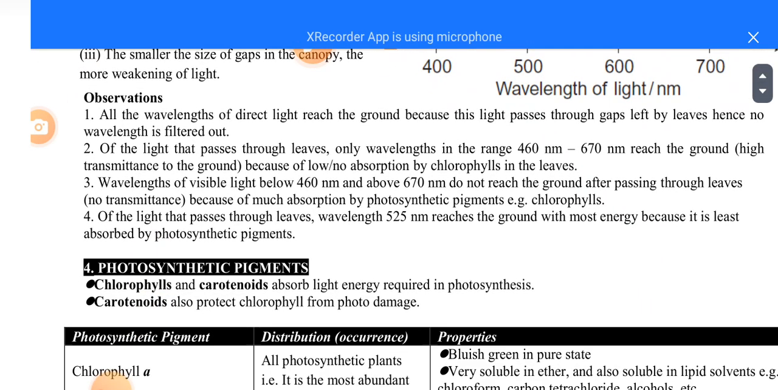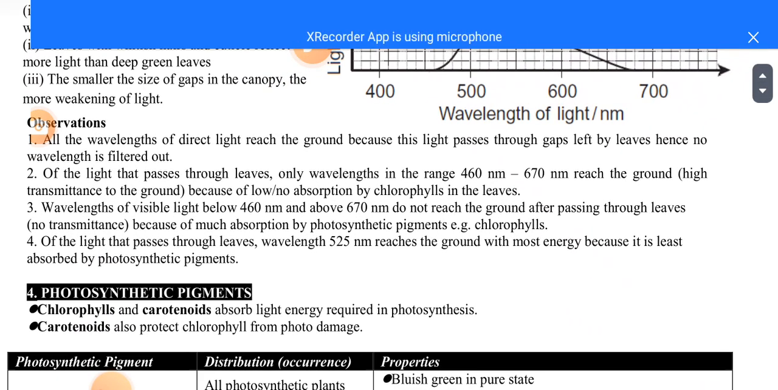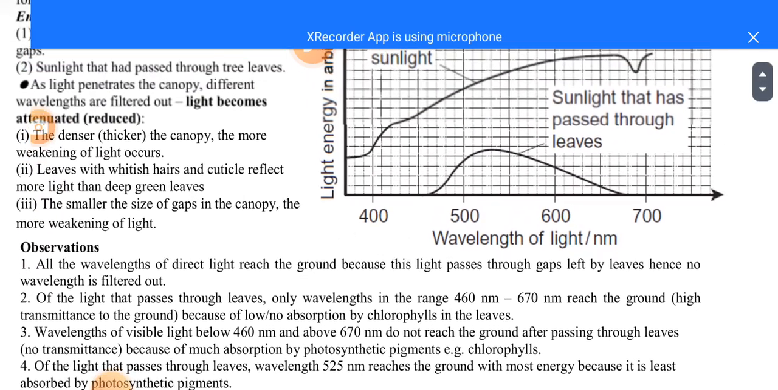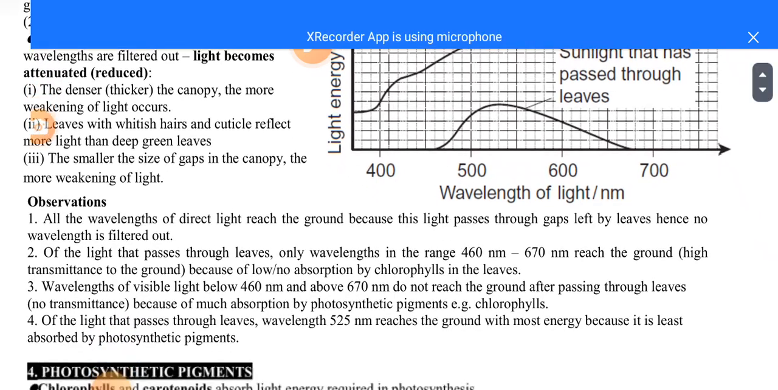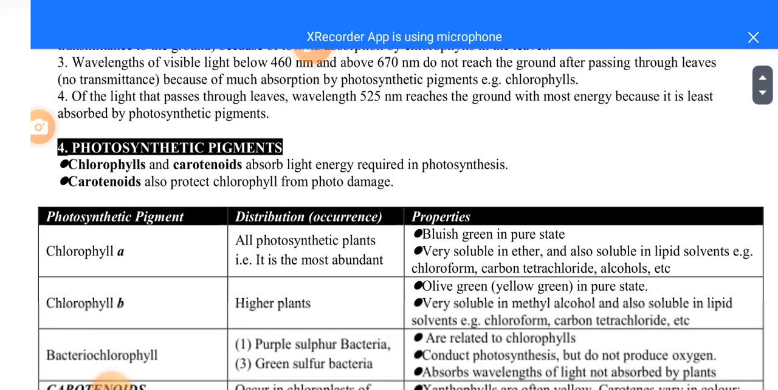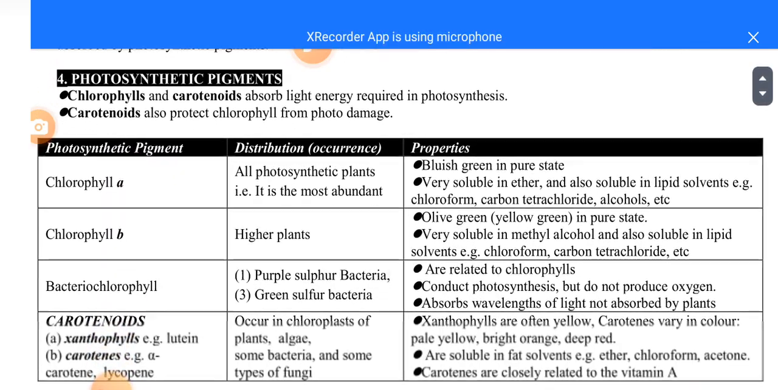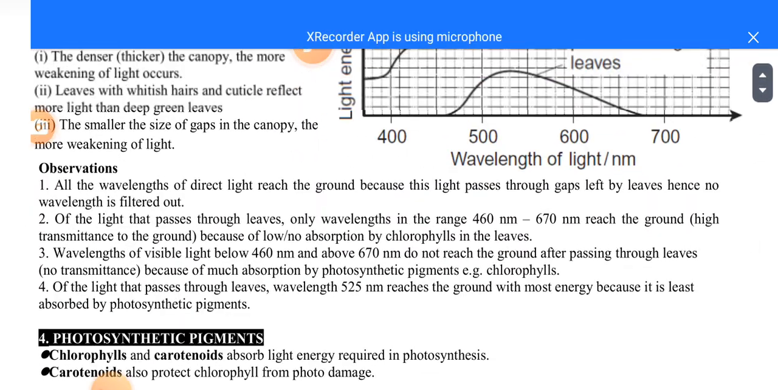Our observation number 4 is that of the light that passes through leaves, wavelength 525 nanometers reaches the ground with the most energy, because it is least absorbed by the photosynthetic pigments. So this I therefore sign out. Let us meet in the next part, where we are going to talk about the photosynthetic pigments. May God bless you.